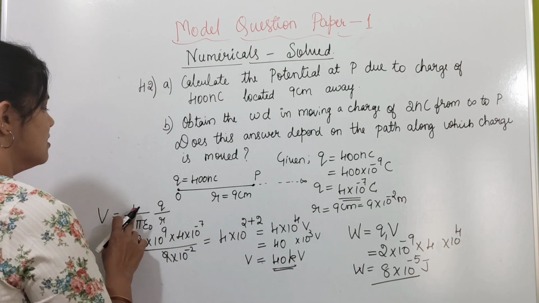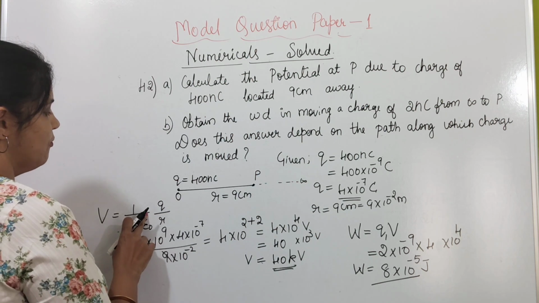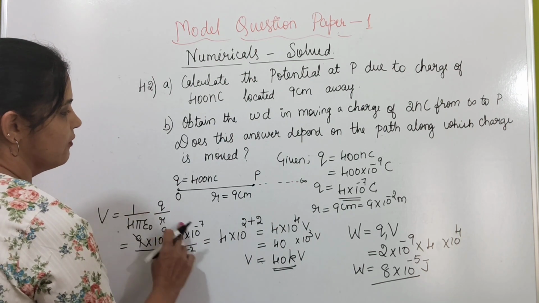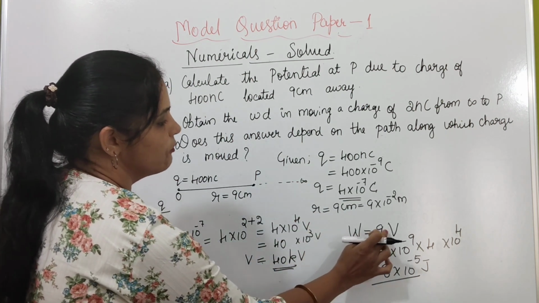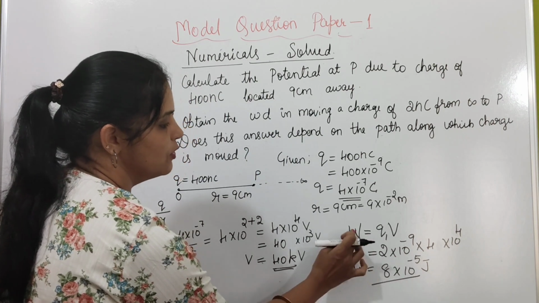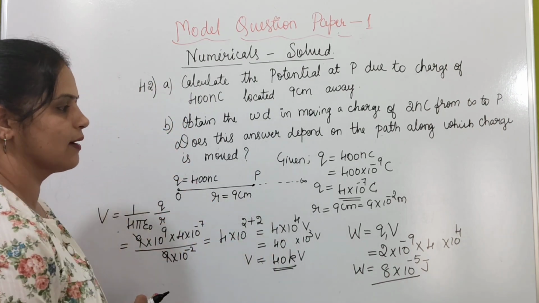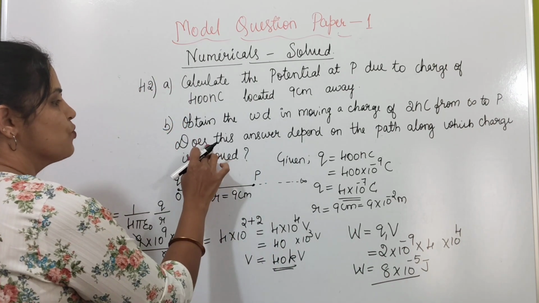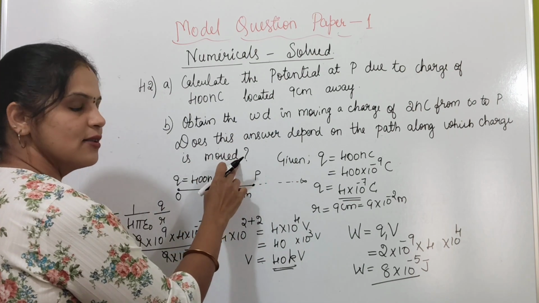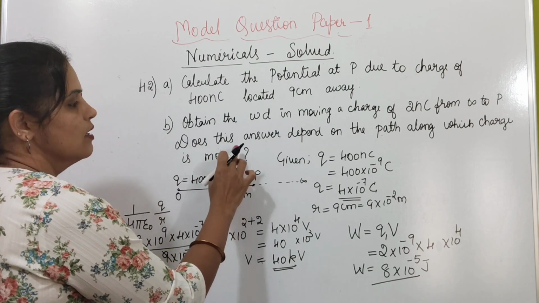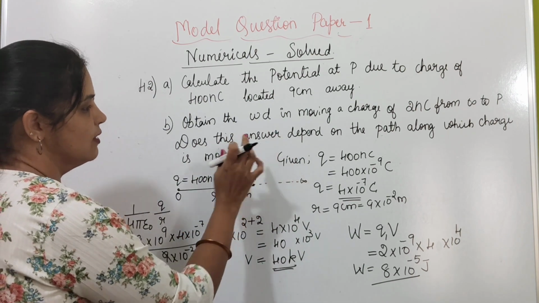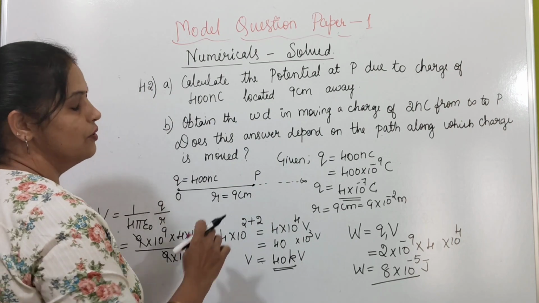Here this carries 1 mark for the formula and 1 mark for the answer, so 2 marks for this. Similarly, 1 mark for the formula and 1 mark for the answer, 2 marks. 2 plus 2 is 4 marks. Right? Now there is one more question. Don't forget to answer this question. Sometimes you are not observing this third question, right? So don't do like that.